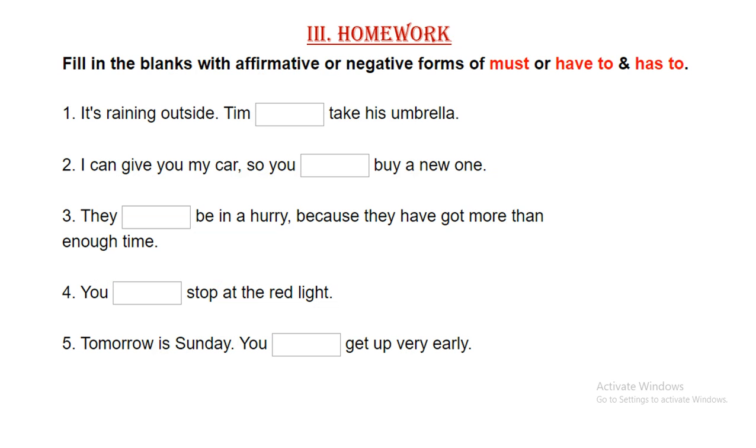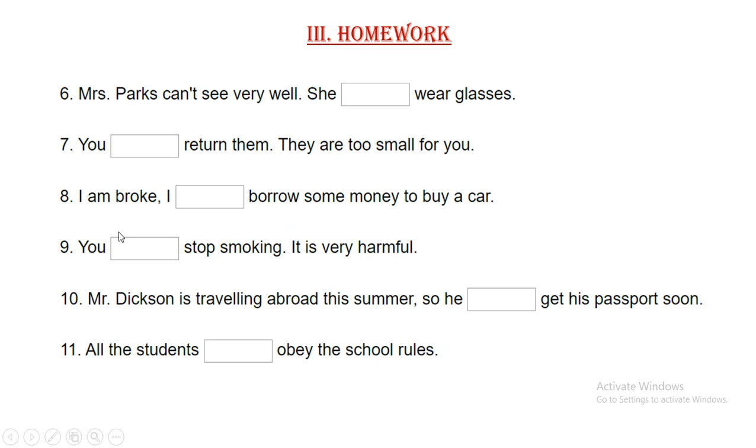Okay, that's it for the lesson today. Hopefully you got it. Here is an exercise for you to practice more at home. Fill in the blanks with the affirmative or negative forms of must, have to, or has to. Affirmative means positive form. So read this and complete the correct statements with must or have to, positive form or negative form. There are 11 sentences to practice, so read carefully and do it.